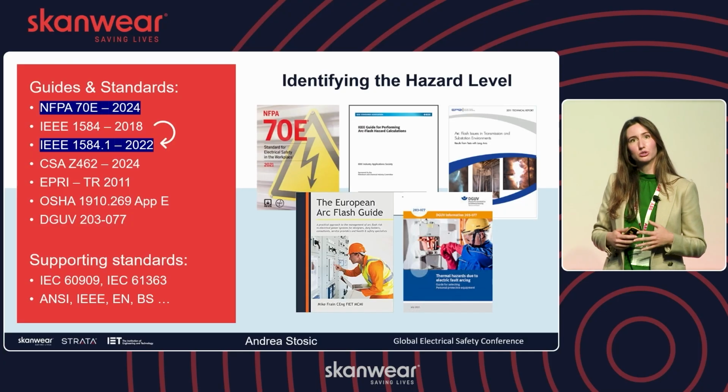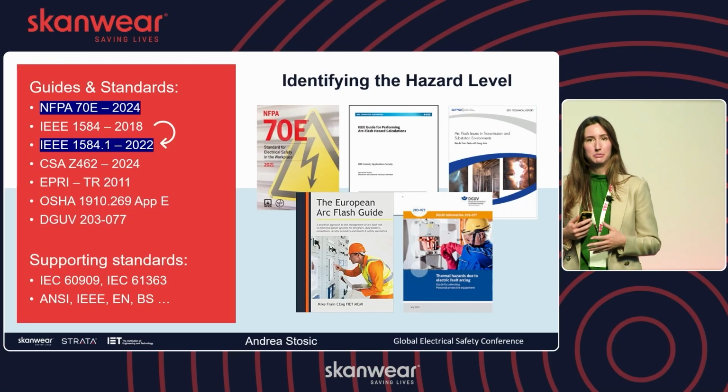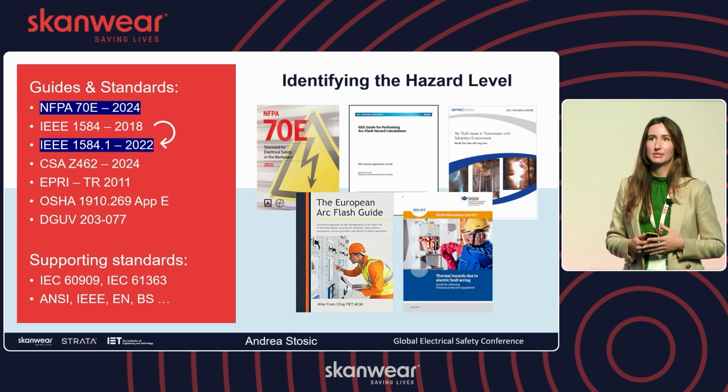I'll be talking about identifying the hazard levels and arc flash risk assessments in general. So where do we start with identifying the hazard levels? Well, clearly, we need to be familiar with the relevant standards and the relevant guides. Perhaps the most important standard would be the NFPA 70E, which is a US standard for electrical safety in the workplace.